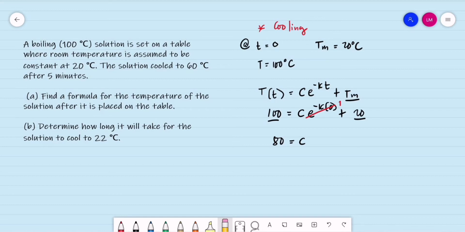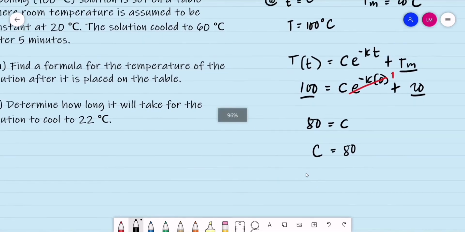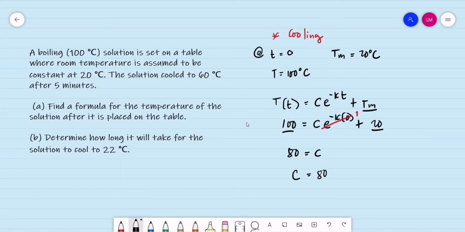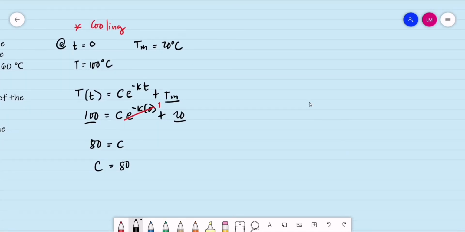So basically, the value of the constant will be equal to 80 degrees Celsius, or simply 80, just to avoid confusion, using C. Then, according to the problem, the solution cooled to 60 degrees Celsius after 5 minutes. We are using time in minutes, so at time 5 minutes, the temperature is now equal to 60 degrees Celsius.